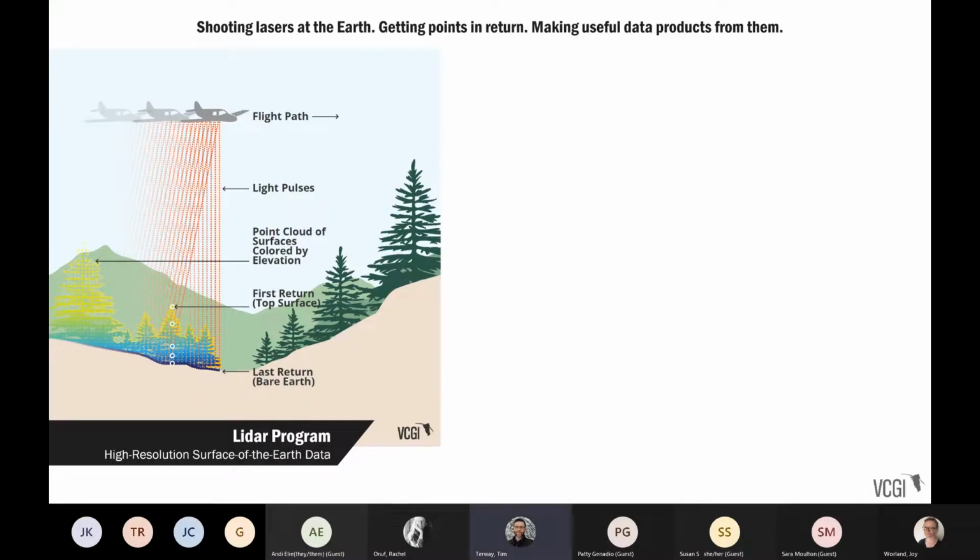Another high use and increasingly important data set that we provide is the statewide LiDAR program, or what's more specifically high resolution surface of the earth data. That is also done from fixed wing airplanes. Basically, it's shooting lasers at the earth. We get elevation points in return, and then we make useful derived products from them.